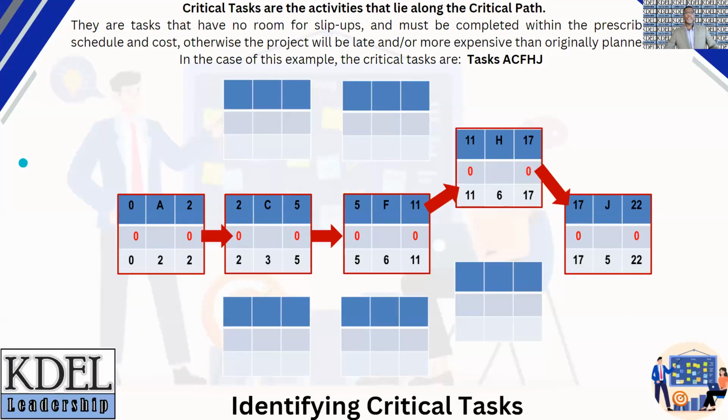Now, once we've identified the critical path, it's very easy to identify critical activities, meaning those activities that have absolutely no room for any slip-ups with regard to cost, time, or level of quality. In this example, the critical activities are those with zero slacks, which are activities A, C, F, H, G. As you can see there, I grayed out the other activities to accentuate the critical path and the critical activities. Activities A, C, F, H, G, connected by the big red arrows.